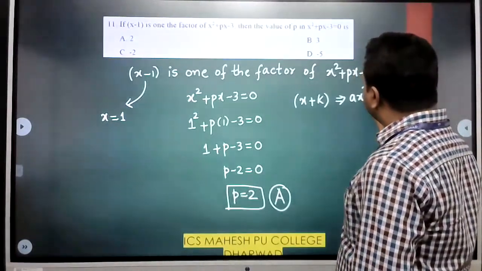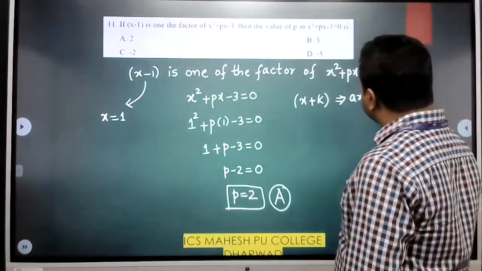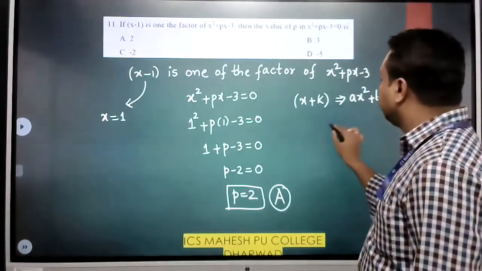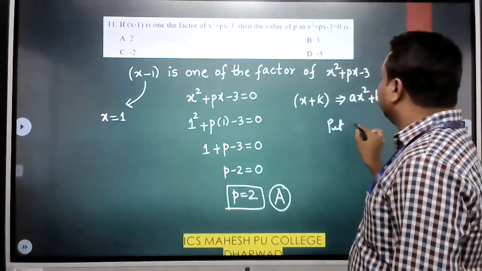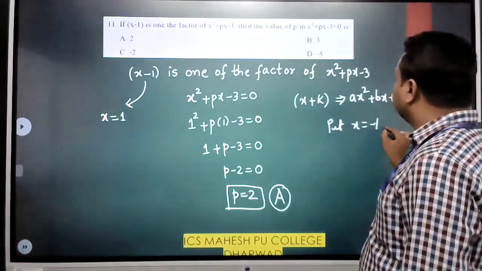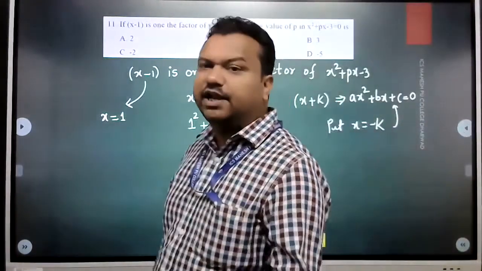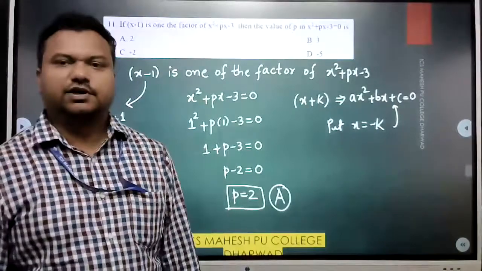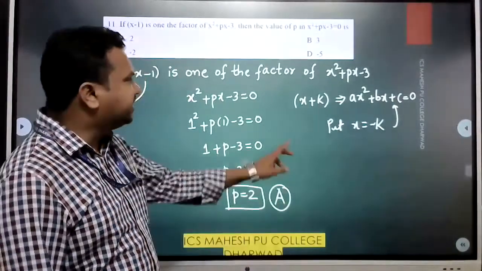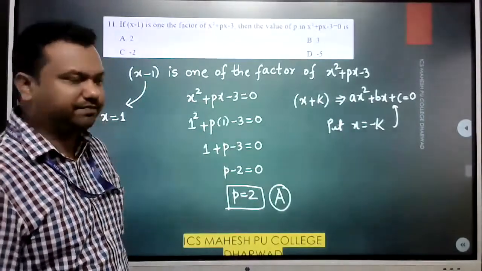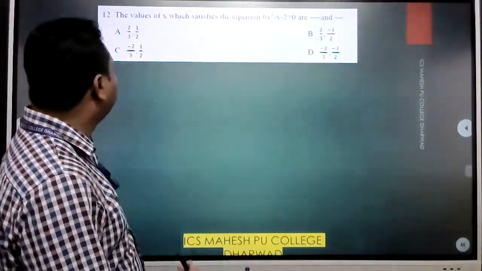ax square plus bx plus c is equal to 0 means definitely you can put x is equal to minus k in the quadratic equation and it will satisfy LHS and RHS. Clear? If it is x minus k, then I'll put x is equal to k. Right? Let's go for the next.